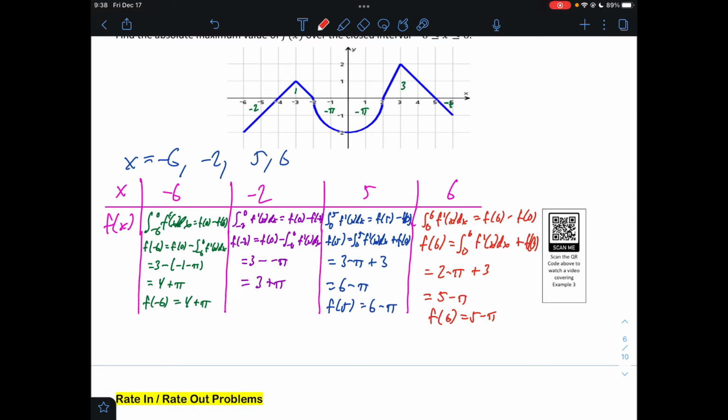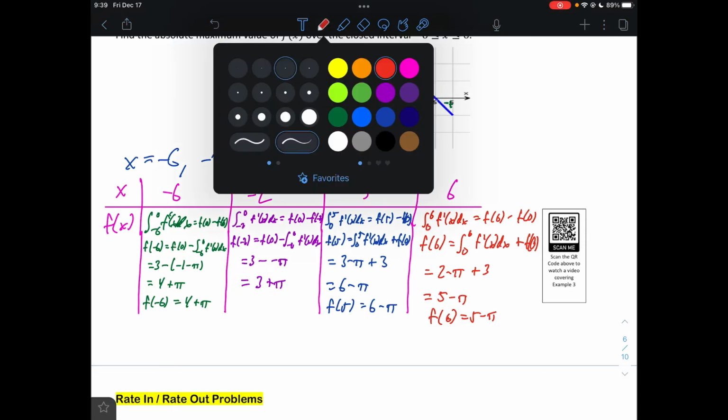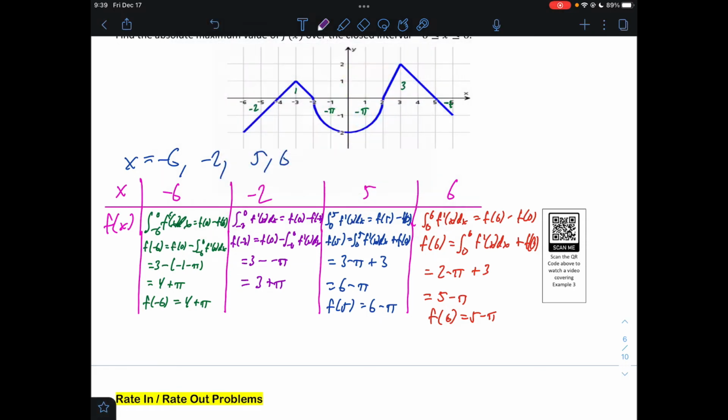So the absolute maximum of this function on this interval is 4 plus pi, and it occurs at x equals negative 6. And that's the answer we're going to write out here. Okay, we could just even say f of x has an absolute maximum on negative 6 to 6 of 4 plus pi at x equals negative 6.